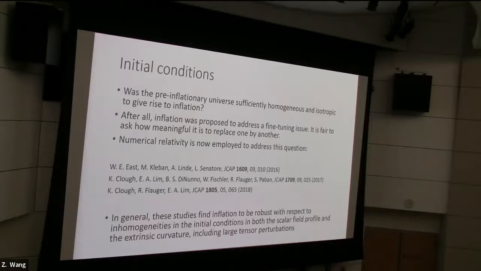And it led to more and more complicated calculations that involve not only the scalar field fluctuating, but also the tensor field, large tensor field perturbation as well. But the general conclusion has been inflation tends to be robust and can arise from fairly general conditions. It's not nearly as fine-tuned as the phenomena inflation was trying to explain.